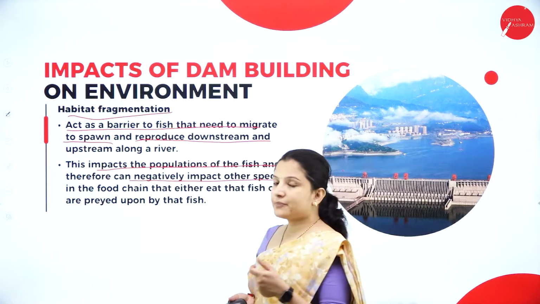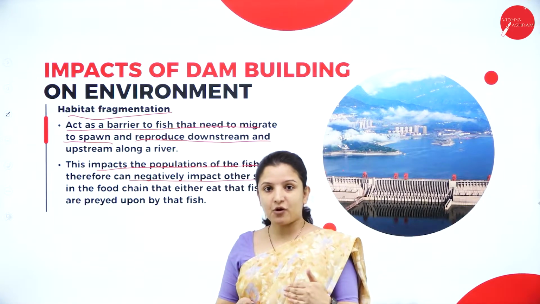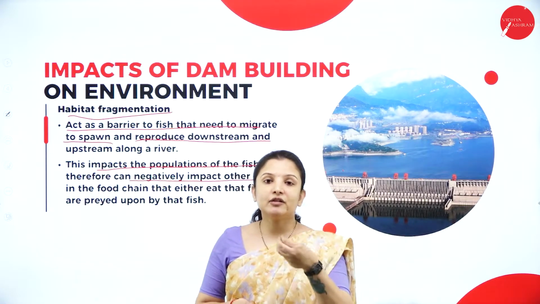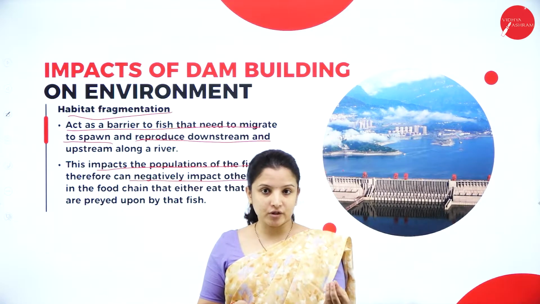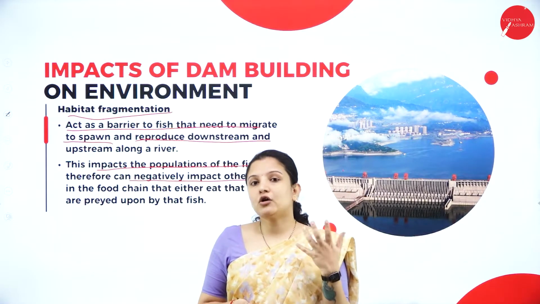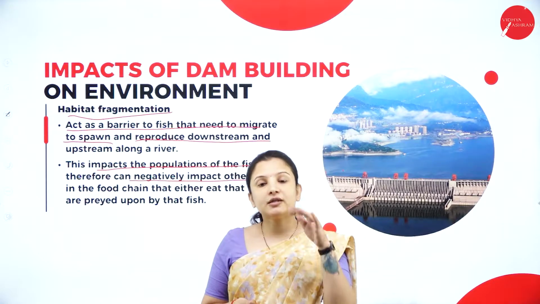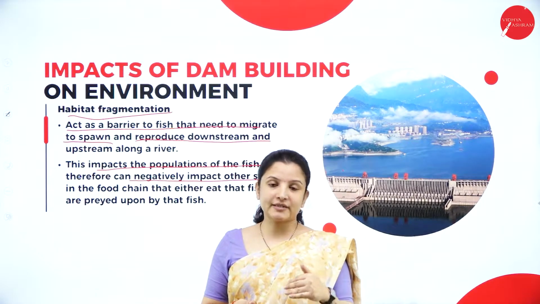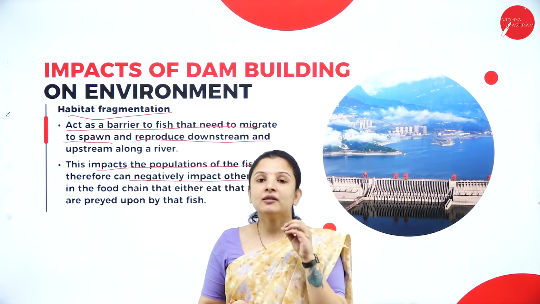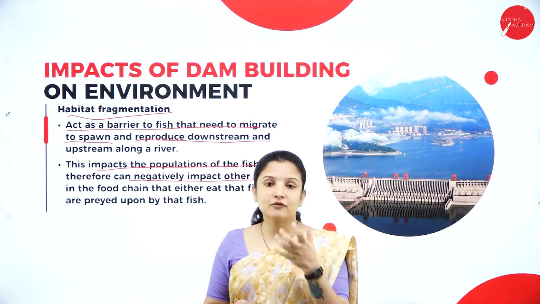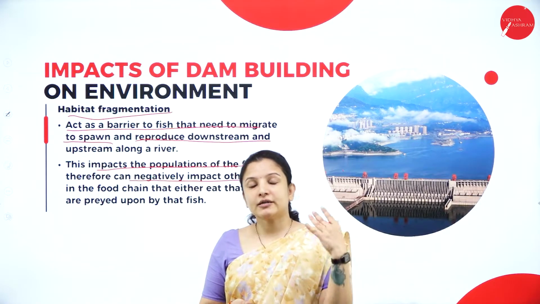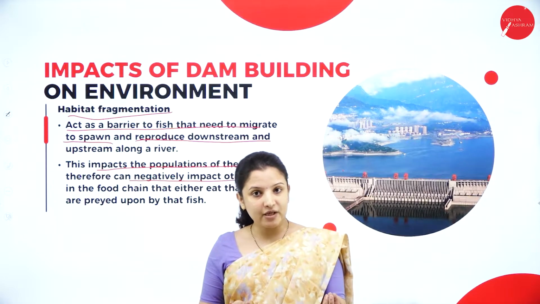So here what happens is, say for example, if the fish population decreases, then the larger fishes that depend on these smaller fishes for food will not get enough food. Therefore the larger fish population will also decrease. If the larger fish population decreases in that area, the aquatic birds who depend on these fishes will not have enough food. Therefore the aquatic bird population will decrease.